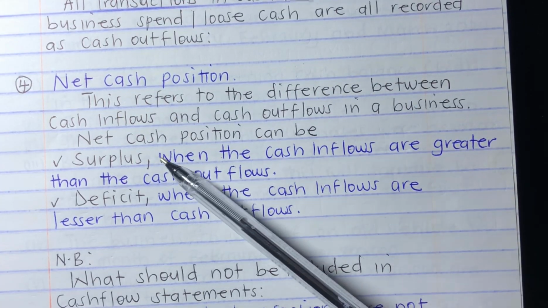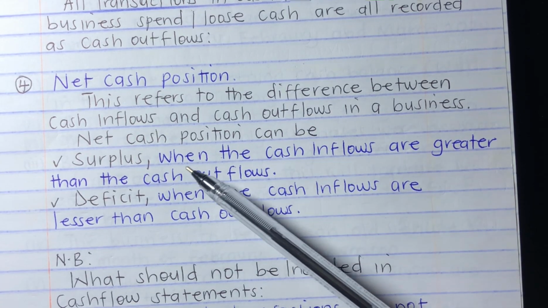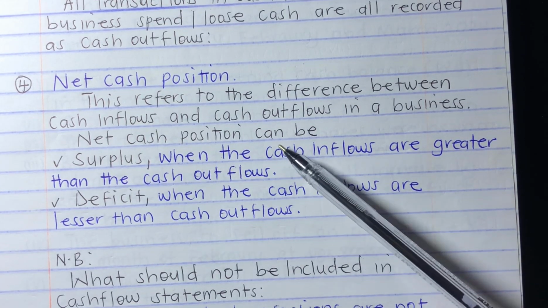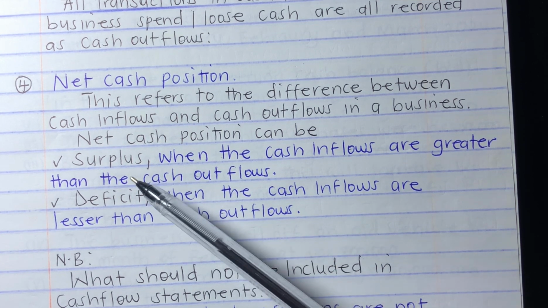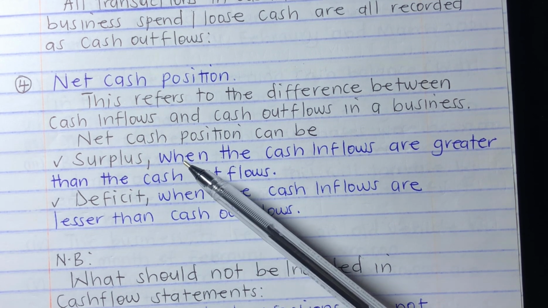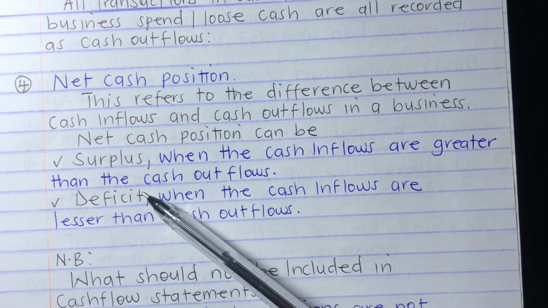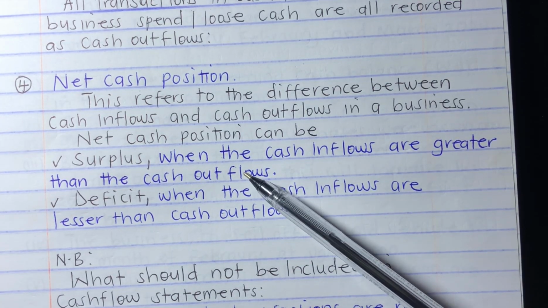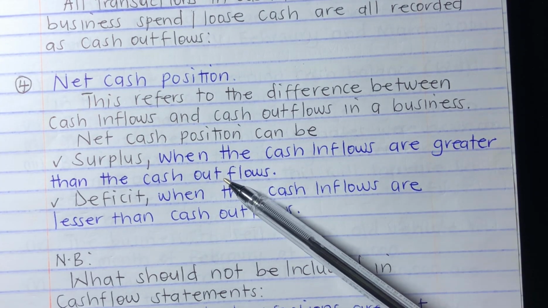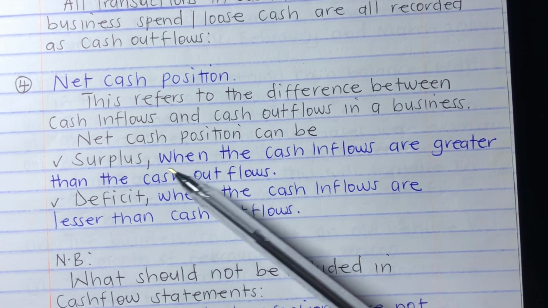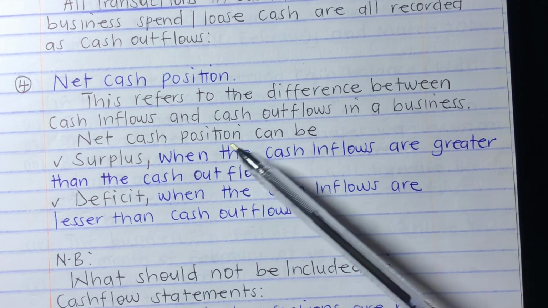Now we're going to be finding different kinds of net cash positions. We shall have a surplus net cash position and a deficit net cash position. A surplus net cash position is when the cash inflows are greater than the cash outflows. If a business earns more money than it has spent out, it is going to have a surplus net cash position.